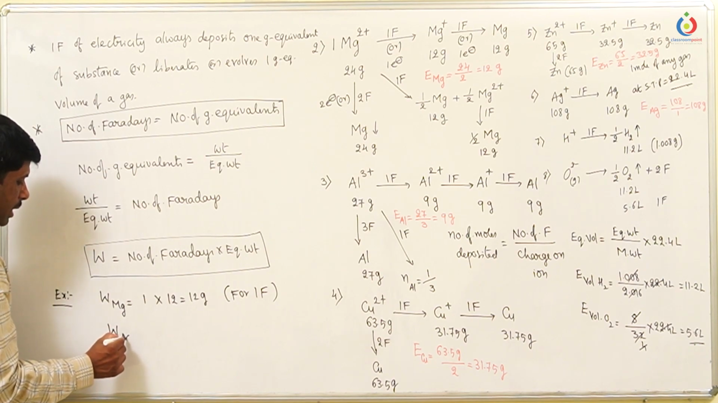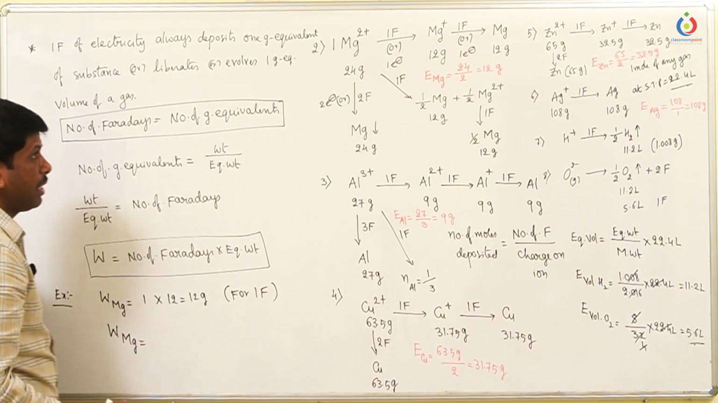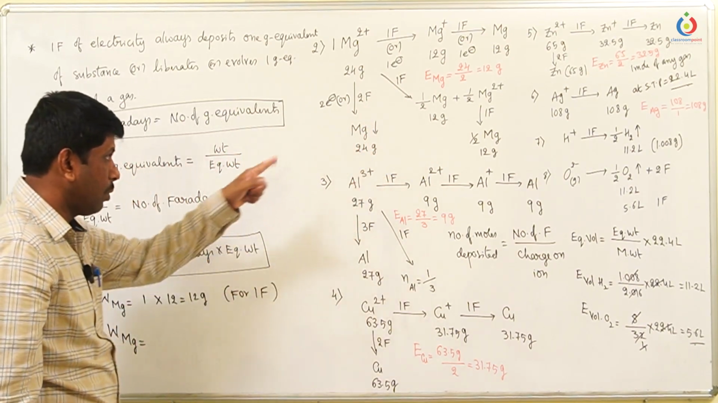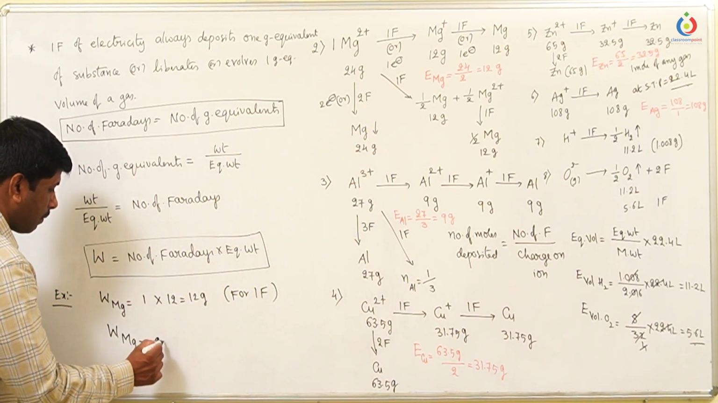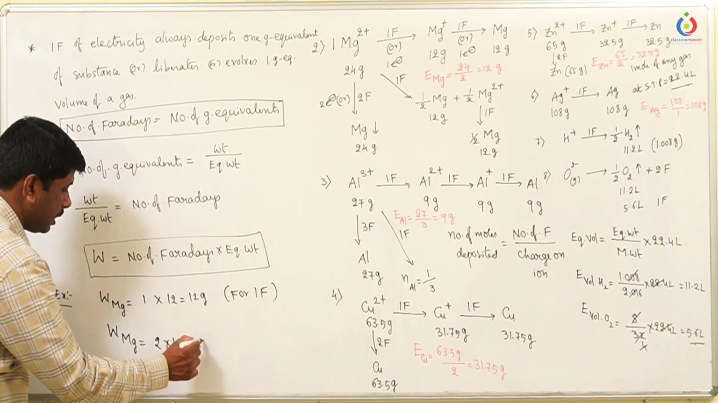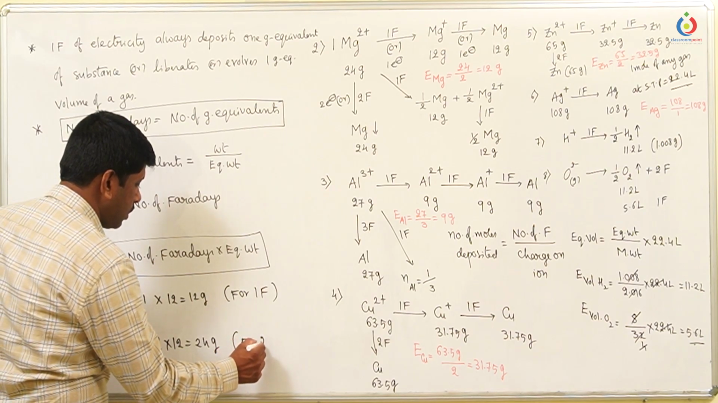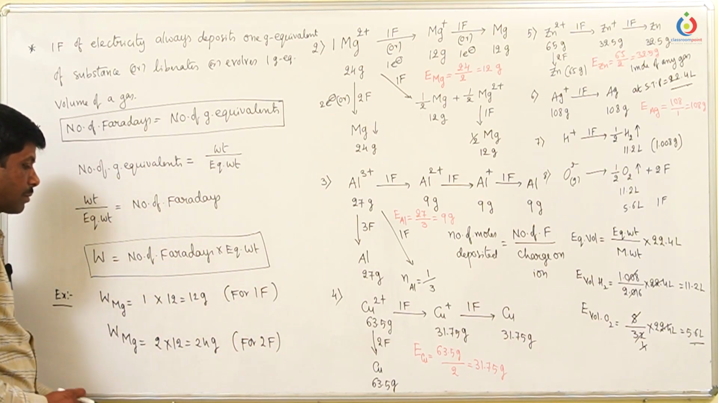Mass of magnesium deposited by using 2 Faradays of electricity: how much? 24 grams. How do we get this 24 grams? Number of Faradays into their equivalent mass gives the mass of the substance deposited. In this case it is for 2 Faradays of electricity.